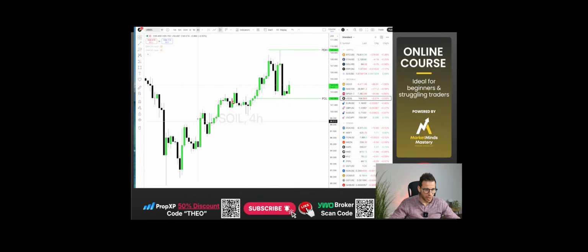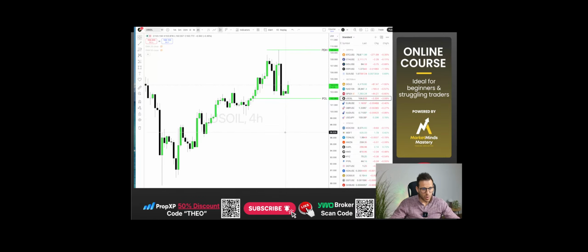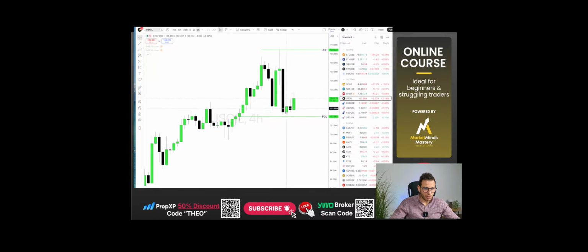On the 4-hour chart, what I see is that the price remains with this bearish Marabozu candlestick.